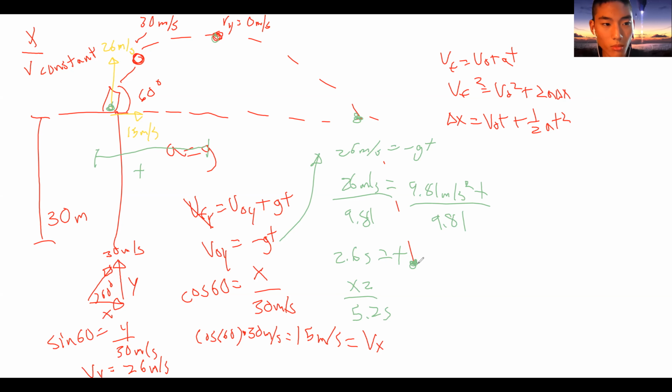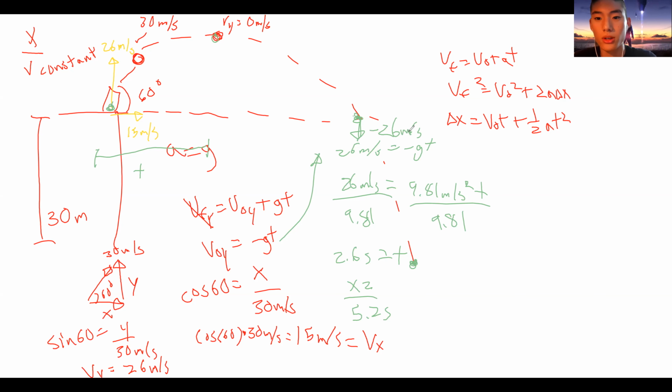Basically, when it goes up, it's 26 meters per second, and it reaches its apex, and the Vy is equal to 0 meters per second. When it comes back down, we know that the time is the same. So we could also say that when it comes back down, it would also be 26 meters per second, but in the negative direction. Negative 26 meters per second.